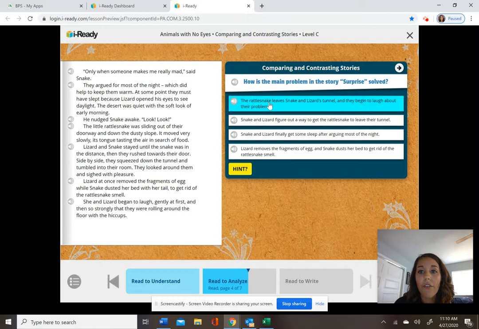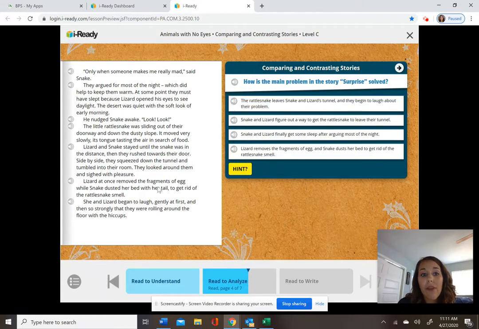Is that how they solved the biggest problem? I don't know. Did they figure out a way to get her to leave? Did they finally get some sleep? Is that how the biggest problem was solved? Or did the rattlesnake leave and then they laughed about it? How is it solved? How does this problem of the rattlesnake being in there, how is it figured out?